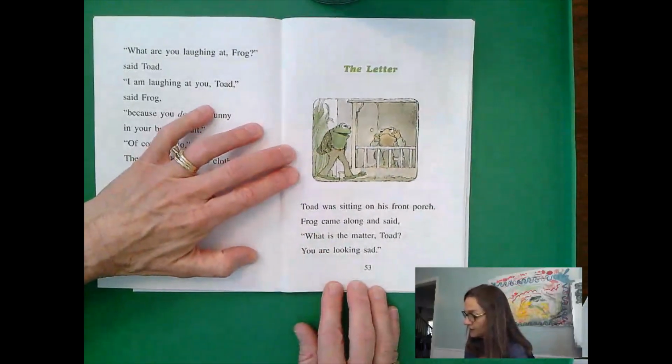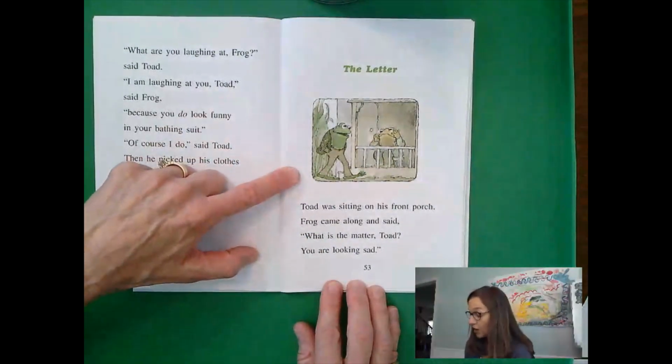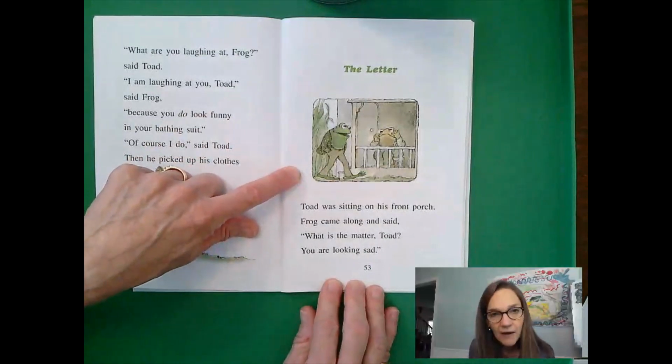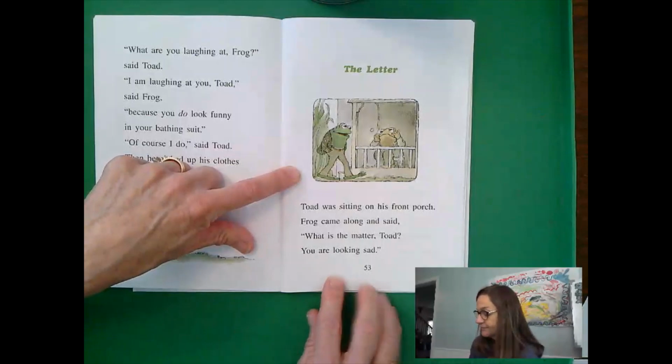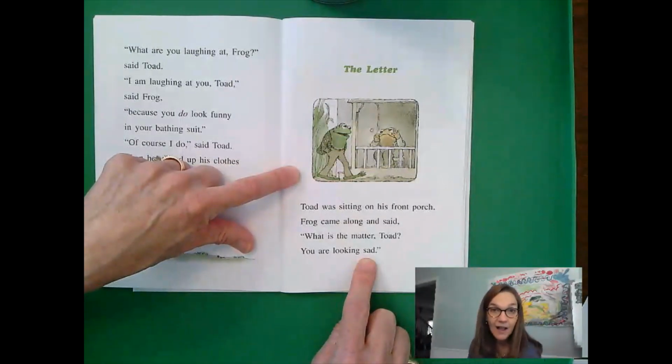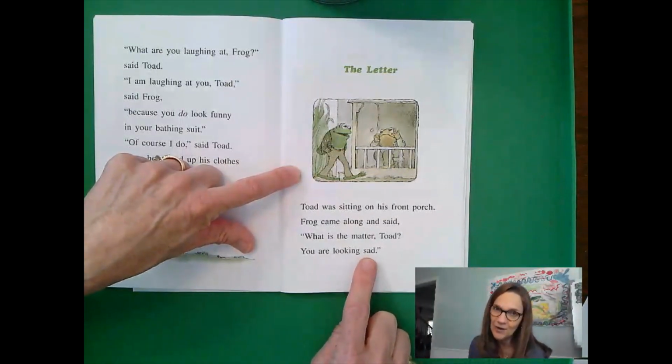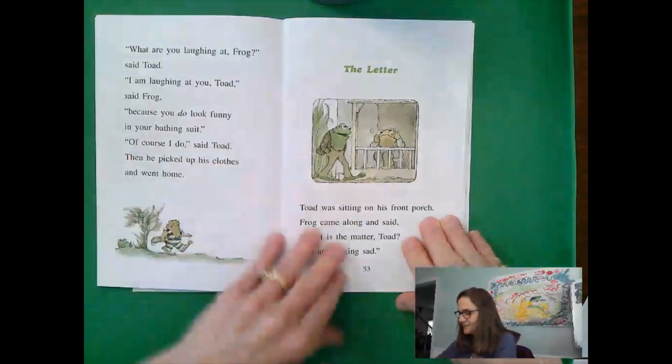Toad was sitting on his front porch. Frog came along and said, "What is the matter, Toad? You're looking sad." So right there, I'm seeing a feeling word. We'll come back to that in just a minute.